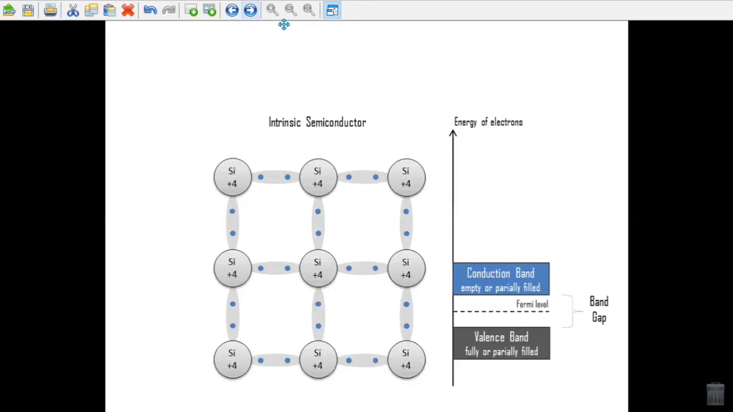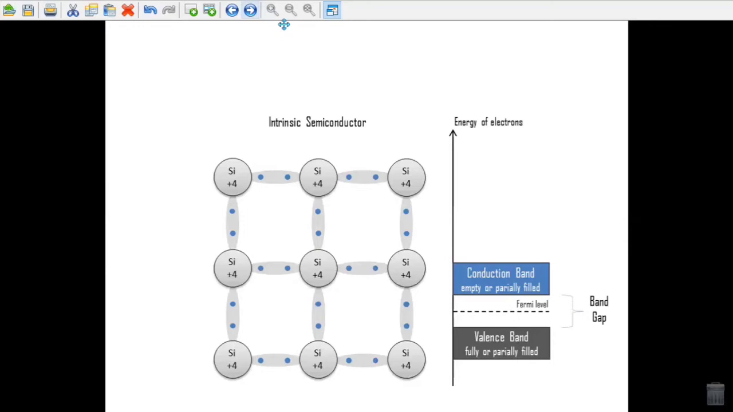At absolute zero, the valence band of an intrinsic semiconductor is completely filled, and the conduction band, which is separated by a distance Eg, the band gap, from the valence band, is empty. For this reason, at absolute zero, an intrinsic semiconductor behaves as an insulator and has zero conductivity.